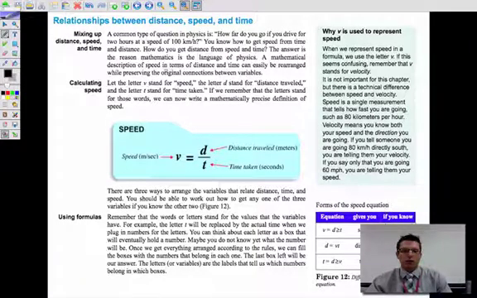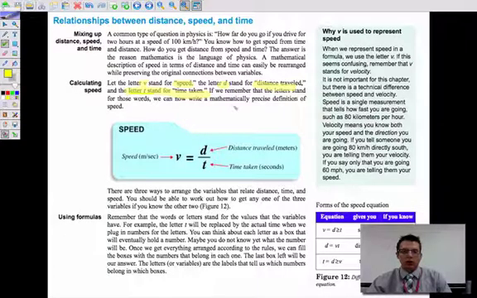A mathematical description of speed in terms of distance and time can easily be rearranged while preserving the original connections between the variables. The letter V stands for speed, the letter D stands for distance traveled, and the letter T stands for the time taken. I'm going to highlight that because that seems very important. T stands for time taken, V stands for speed, and D stands for traveled distance.